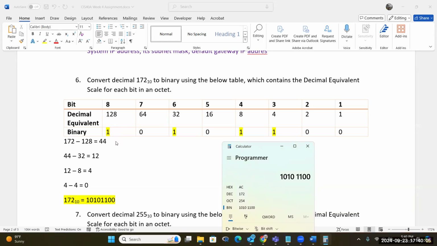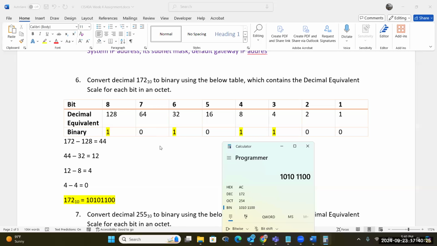Second step, look at your decimal value. If you're converting from decimal to binary, go through your decimal scale, see what you can subtract from. If you can subtract it, put a 1. If you can't, put a 0. And there you have it. Okay?